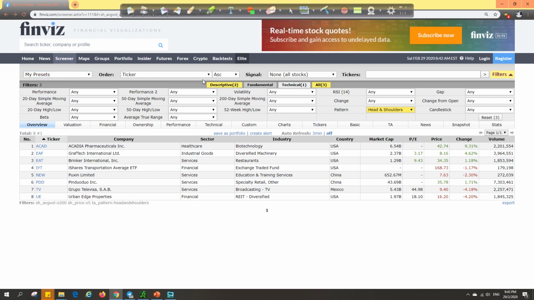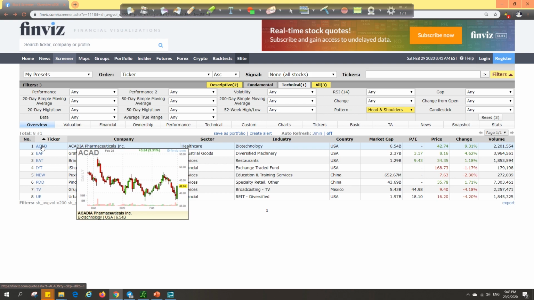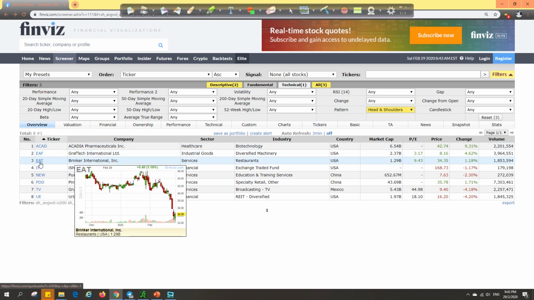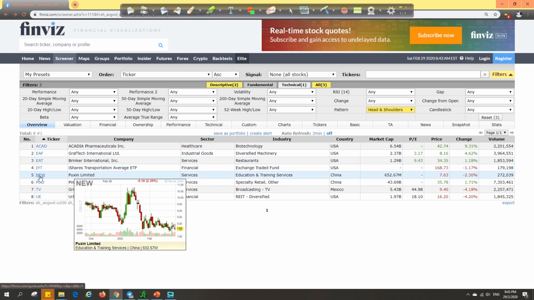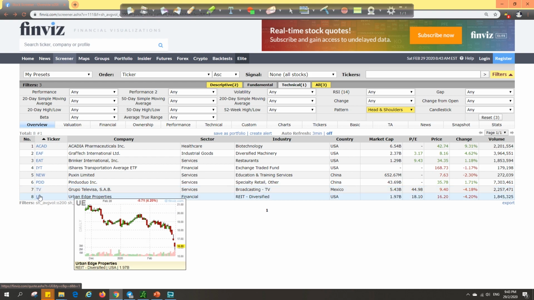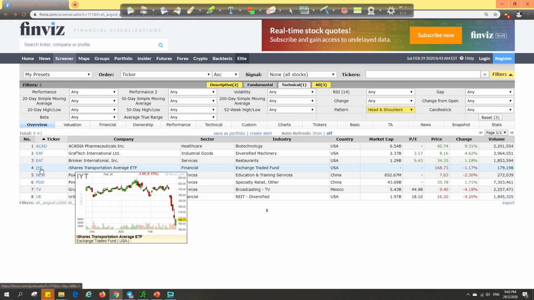And you just save all this setup for you. So we have our list of stocks over here. Next, you can mouse over them and take a look at the rough chart patterns and see if any of those fits into the head and shoulders pattern that we have just discussed.